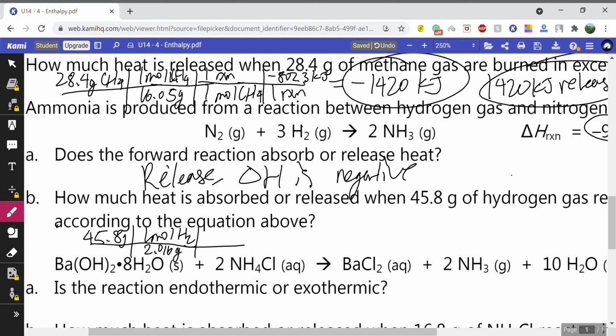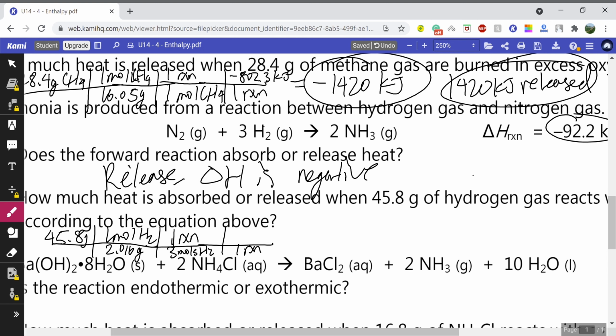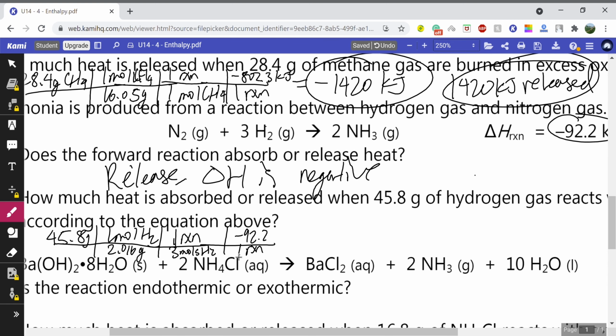And then every reaction there's 3 moles. One reaction will be 3 moles of H2. And then for every one reaction, we have negative 92.2 kJ of heat. So 45.8 times 1 times 1 times negative 92.2 divided by 2.016 divided by 3, which will get negative 698 kJ of heat.